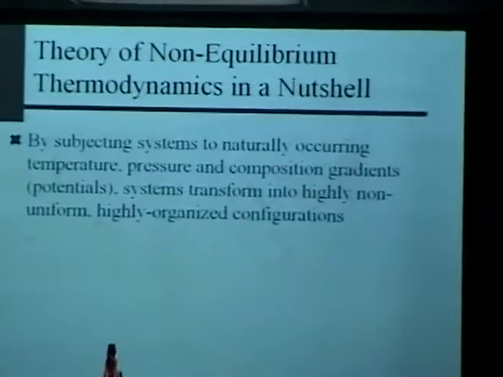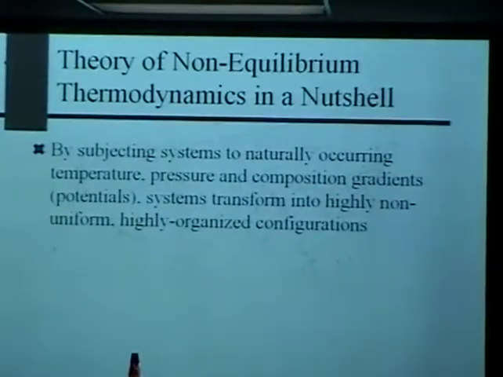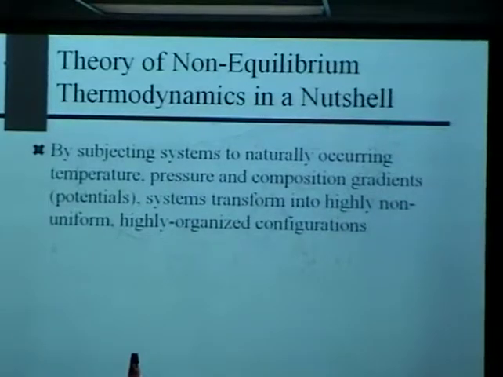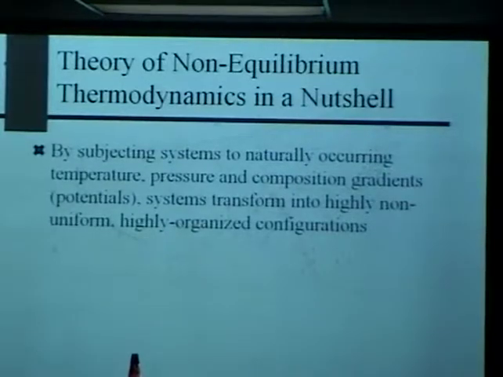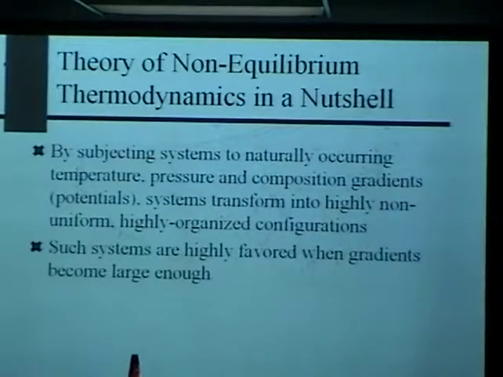This theory of non-equilibrium thermodynamics, in a nutshell, says that when you subject a system to naturally occurring temperature, pressure, and composition gradients, sometimes called potentials, this spontaneous ordering happens. The systems can transform into highly non-uniform, highly organized configurations. And when the gradients become larger, this happens more and more.